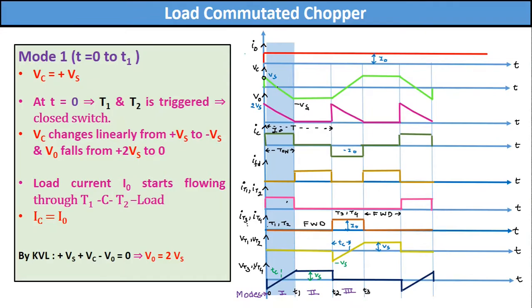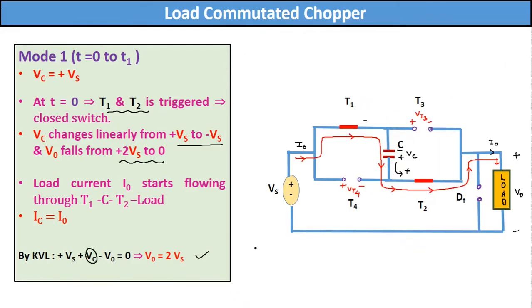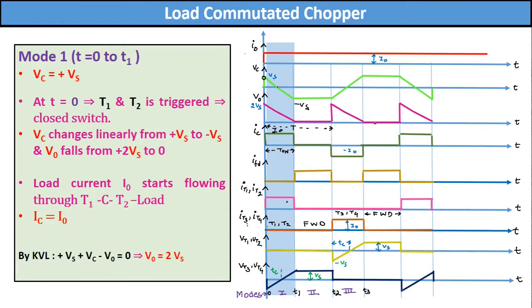Now the voltage across the non-conducting thyristors T3 and T4. Here you can see at time t equal to 0, when we apply KVL in this loop, we get VT3 equal to minus Vs, and when we apply KVL in this loop, we get VT4 also equal to minus Vs. So at t equal to 0, VT3 and VT4 are equal to minus Vs. When the capacitor voltage changes to minus Vs at time t equal to T1, the voltage across thyristors T3 and T4 will be equal to plus Vs. So this is all about the first mode of operation.